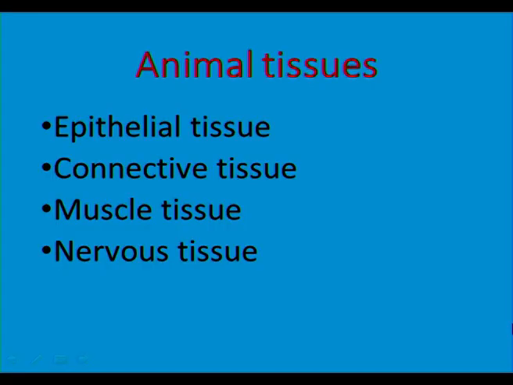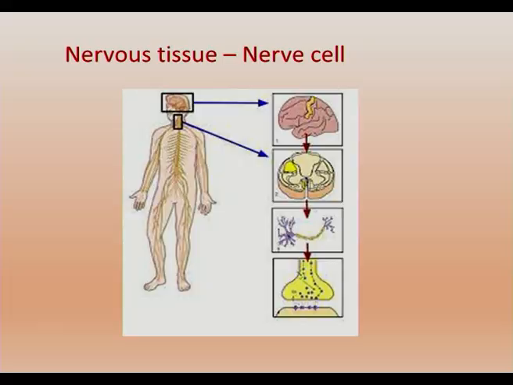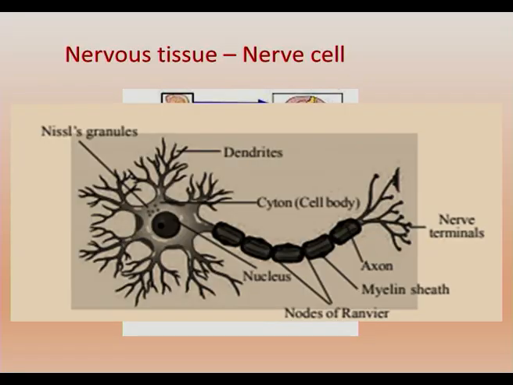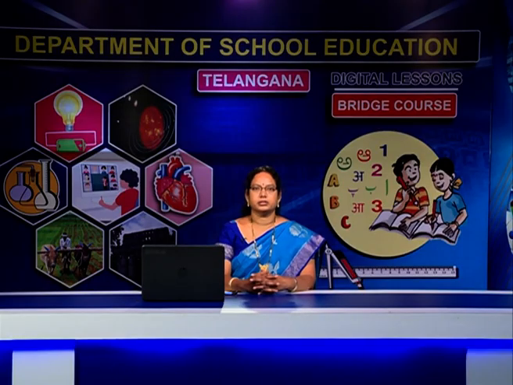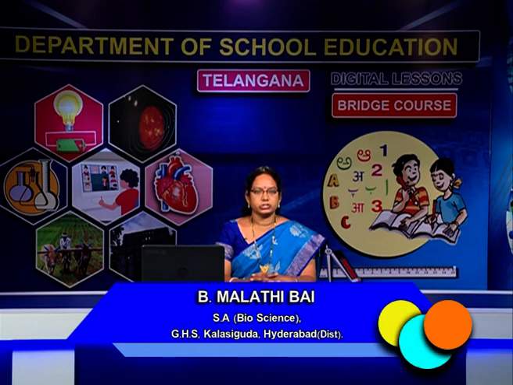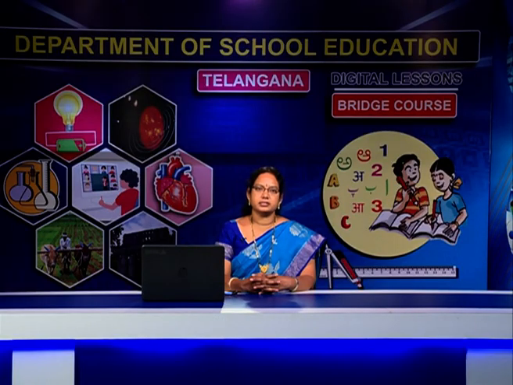Now, let us see about the fourth tissue in the animal tissues, that is nervous tissue. Nervous tissue is found in brain and nerves in the body. These have nerve cells. These nerve cells can receive, analyze and send the information. Now, children, you have learnt about cell, cell organelles, tissues, and again in tissues about plant tissues and animal tissues, and also their function and their structure.